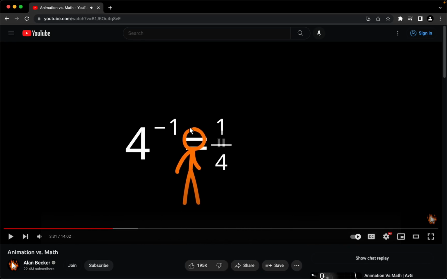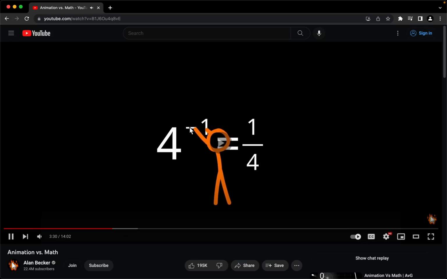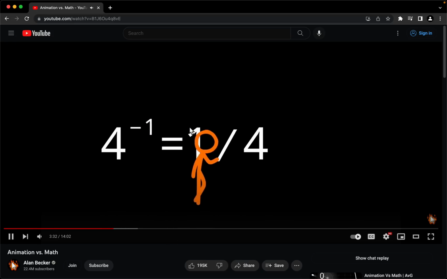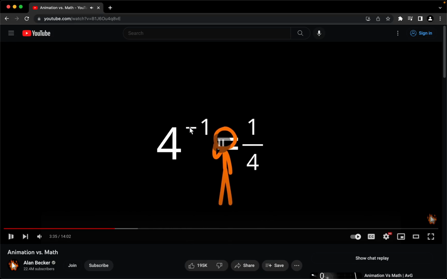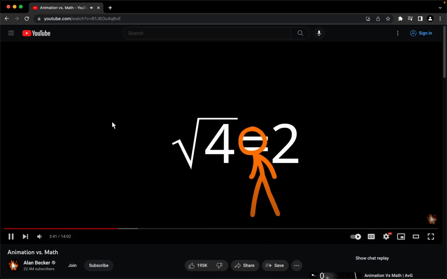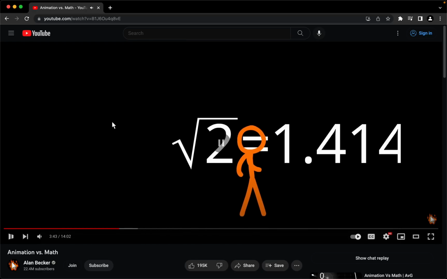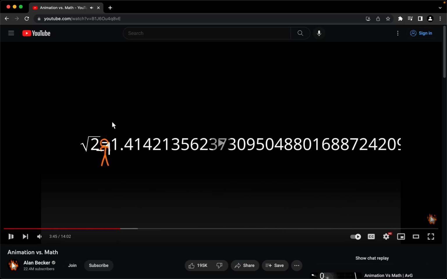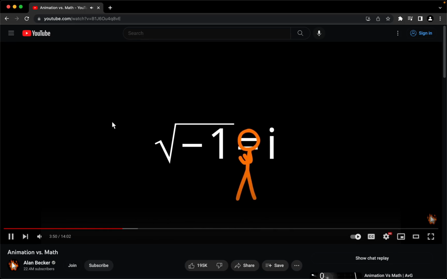Learns about different types of exponents, like negative exponents. That's a fraction. Ooh, okay. Yeah, fractional exponents, that's the square root. He simplifies it. Doesn't simplify it all the way. It becomes square root of 4, square root of 2. This is an irrational number. Square root of 1, square root of -1.